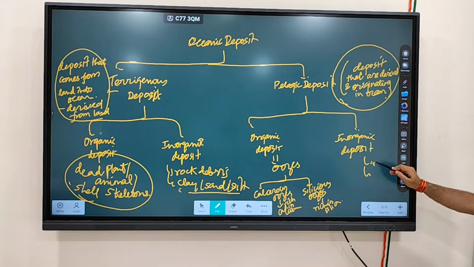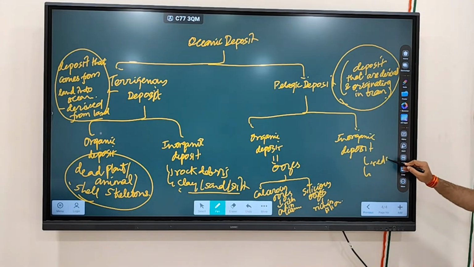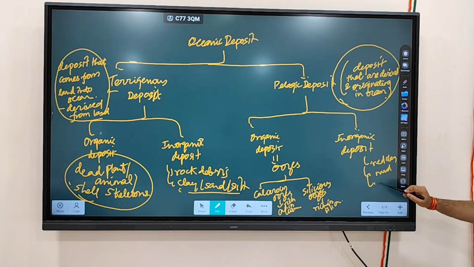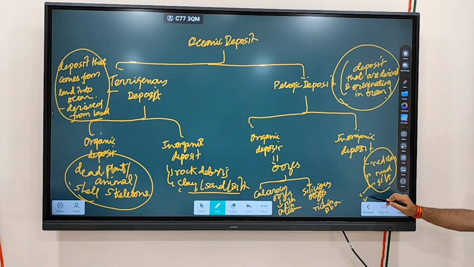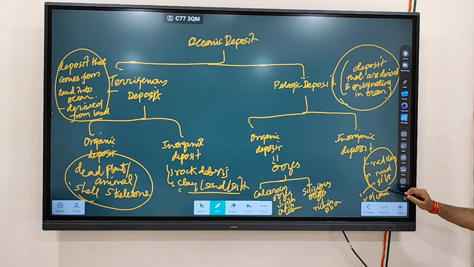Inorganic deposit can be red clay, mud, and other kinds of silt that you generally get due to volcanic eruption. Why do you get this in the oceans? Due to volcanic eruptions. These are inorganic deposits.